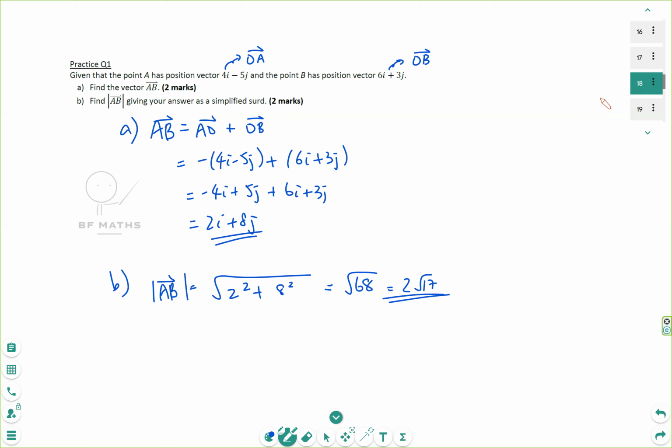We're given position vectors, so you need to be able to turn them into OA, and the other position vector is OB. Without knowing OA and OB, you wouldn't be able to do AB. So AB equals AO plus OB, which is the negative of OA. Simplify, etc. Then we find the magnitude: square the i and j coefficients and do Pythagoras on them, basically. And here are the answers.